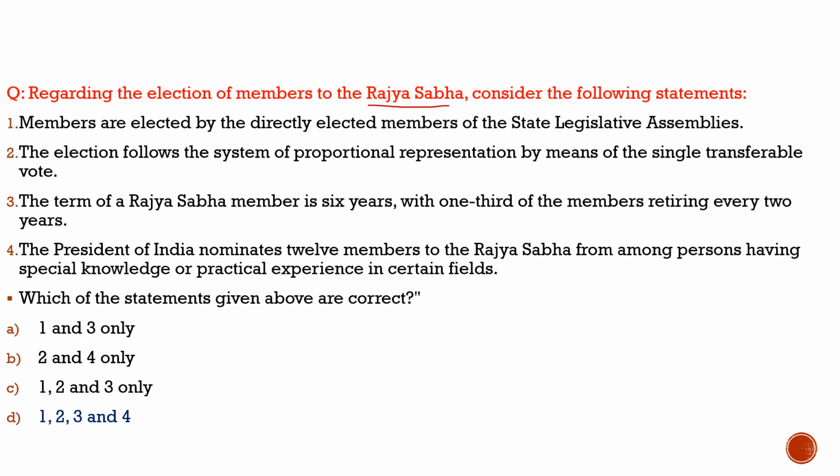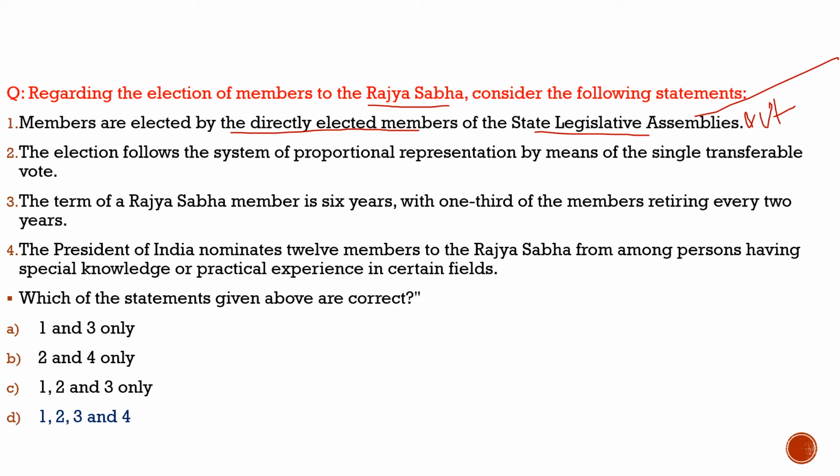Here the question says, regarding the election of members to the Rajya Sabha, consider the following statements. First statement: members are elected by the directly elected members of the state legislative assemblies and UTs with assemblies. 100% correct. Those UTs who have legislative assemblies.